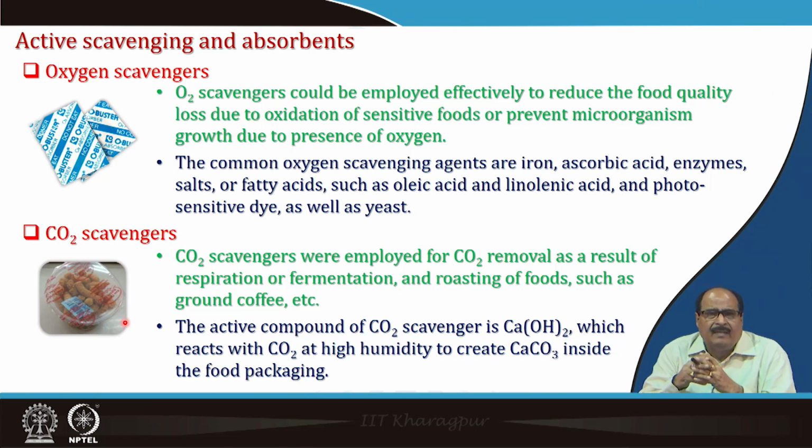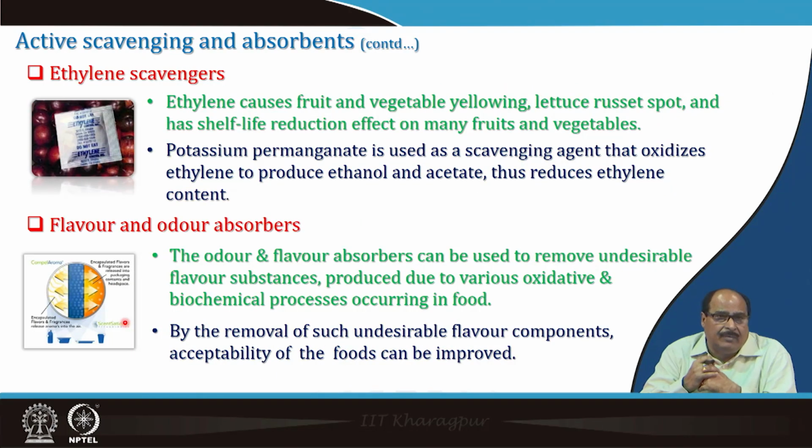So, various oxygen scavenger chemicals are iron, ascorbic acid, enzymes, salts, fatty acids, or linoleic acid, or photosensitive dye. Known carbon dioxide scavengers include calcium hydroxide, which reacts with carbon dioxide in the presence of humidity to create calcium carbonate inside the food packaging, etc. Similarly, the ethylene scavengers or ethylene emitters, as the case may be: ethylene causes fruit and vegetable yellowing. It is a ripening hormone. So, it leads to spoilage and has a shelf life reduction effect on many fruits and vegetables.